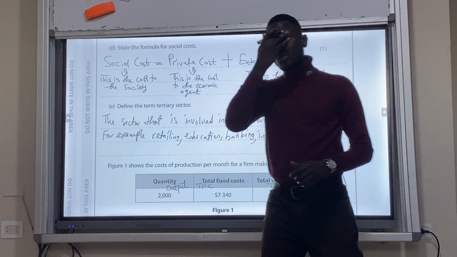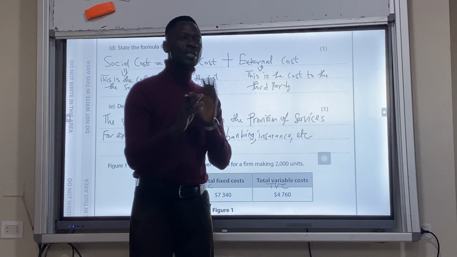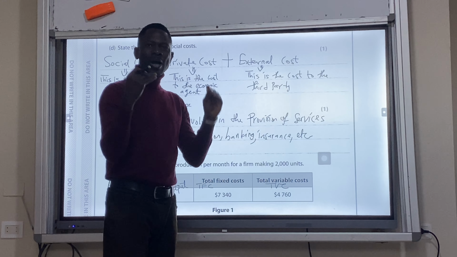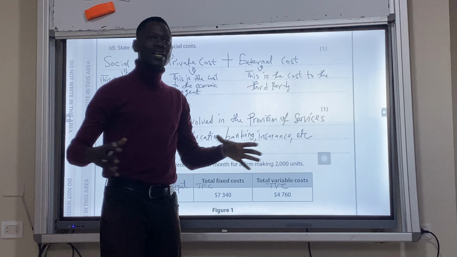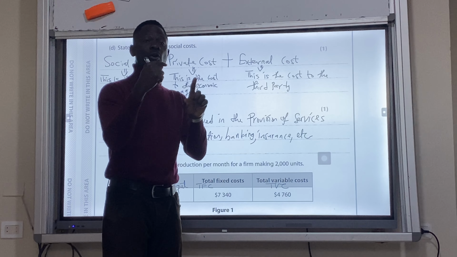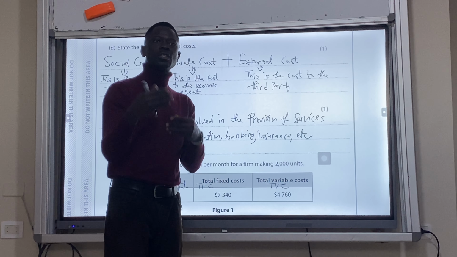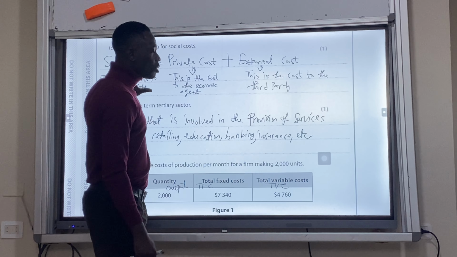When we talk about social cost, it is private cost. Because they said we should state the formula, you just have to write the formula, which is private cost plus external cost. So why do we call it social cost? We call it social cost because it's the cost to the society as a whole. So the combination of the firm's cost or the individual cost or the government cost, plus the cost to the third party gives us social cost.